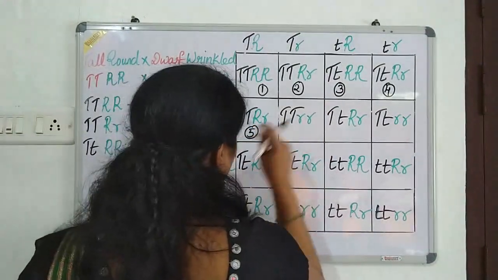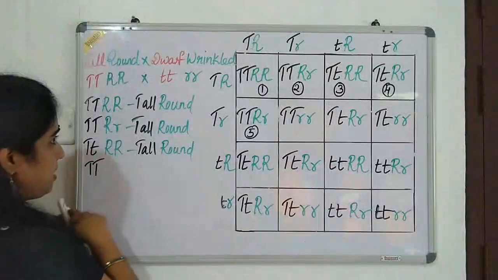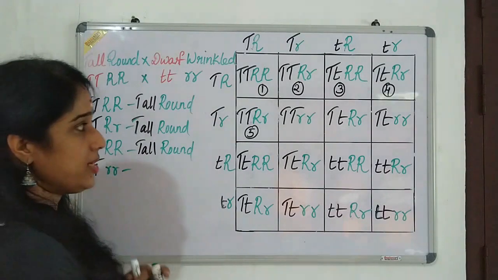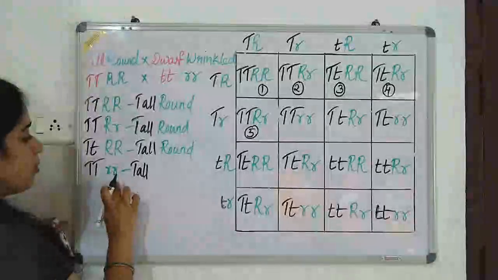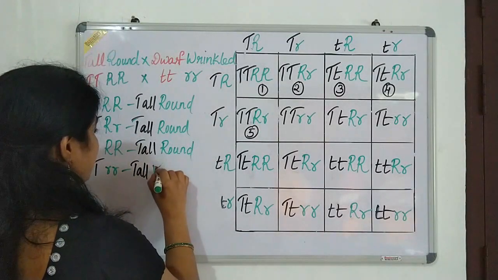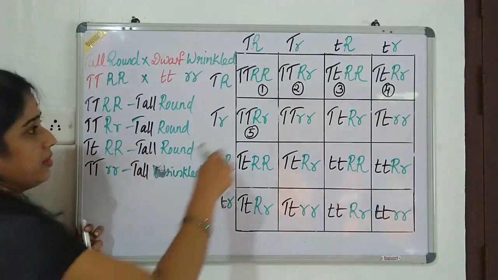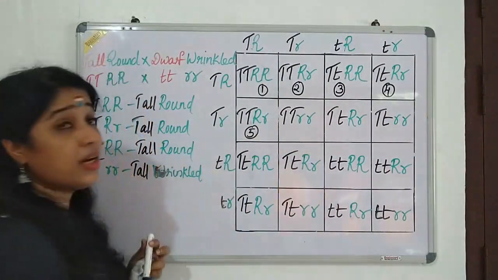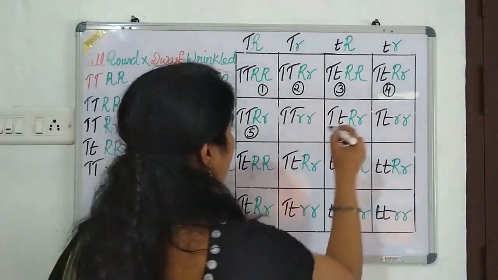And what about this? Who can tell me? Capital T, small r. What is that? Capital T, of course it is tall. Then small r, what is that? It is the wrinkled. Is it clear? This is tall, but the seeds are wrinkled. And what about here? Tall, round.